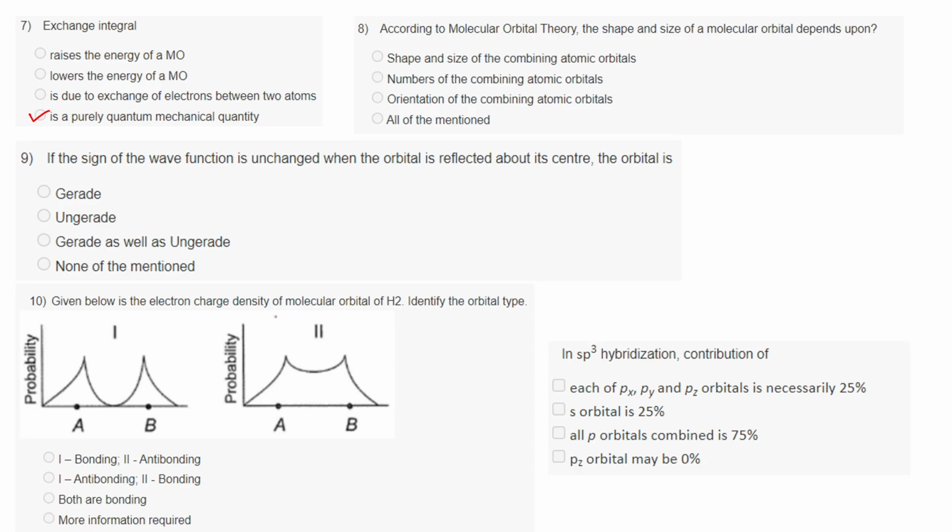Now, question number 8. According to the molecular orbital theory, the shape and size of a molecular orbital depends on the shape and size of the combining atomic orbitals. Obviously, yes. The number of combining atomic orbitals, yes. The molecular orbital shape and size does depend on the number of combining atoms. Size and shape, the first option, second option, and third. The orientation of the combining atomic orbitals, that is also correct. So, the fourth option, all of them mentioned, is going to be correct.